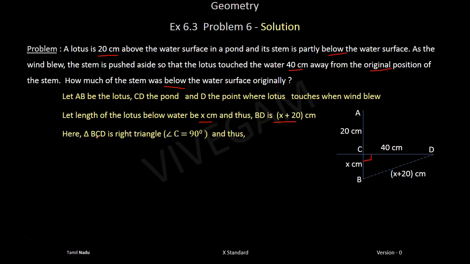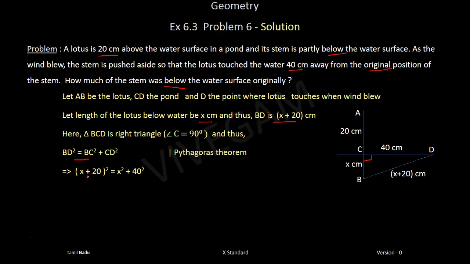Now triangle BCD is a right triangle at C, that is, C is 90 degrees. Thus, applying Pythagoras theorem, BD square equals BC square plus CD square. Now you can apply the values. BD is x plus 20. BC is x. CD is 40. So substitute all these values.